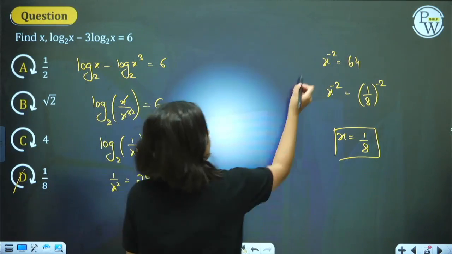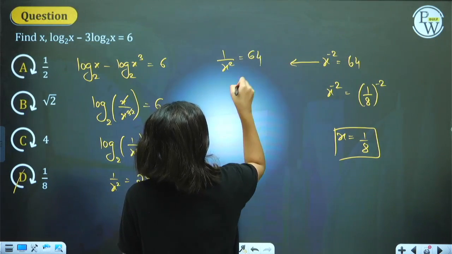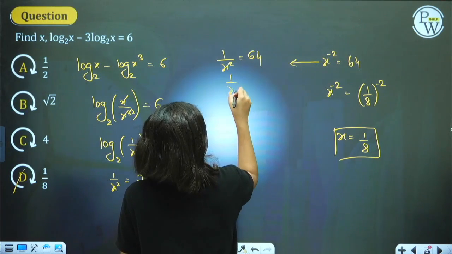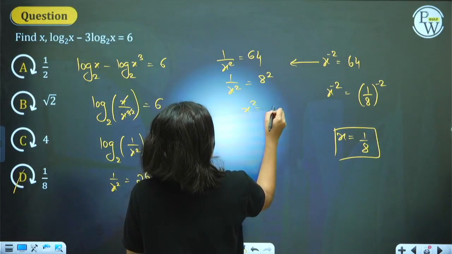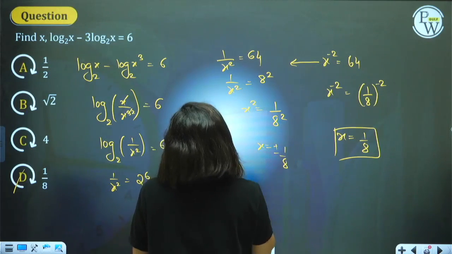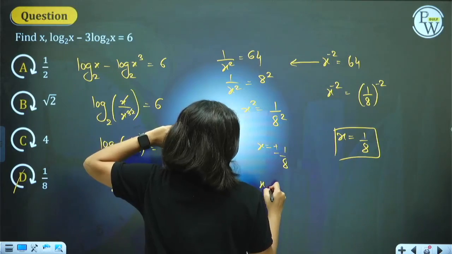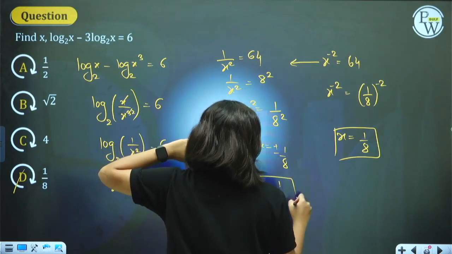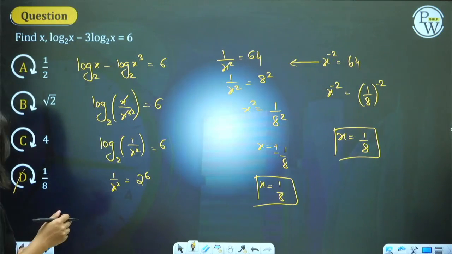Or if in case you are unable to understand, just check. This is 1 by x square is equal to 64. 64 means 8 square. Rearrange. X square is equal to 1 by 8 square. X is equal to plus minus 1 by 8. Actually it should be. But we will not take minus, because minus will give me log negative. If I take x as negative, it will give negative log, and that's not allowed.